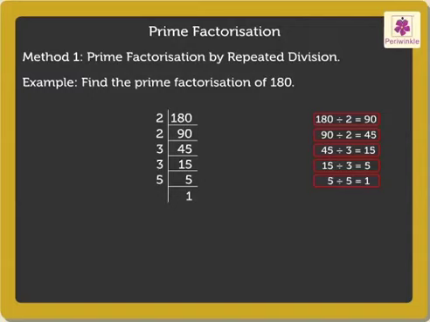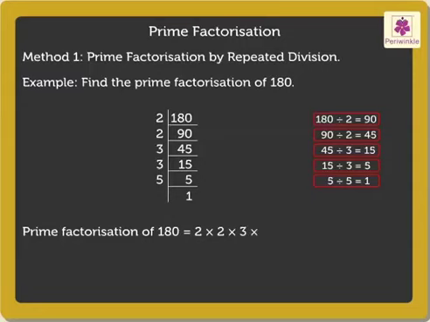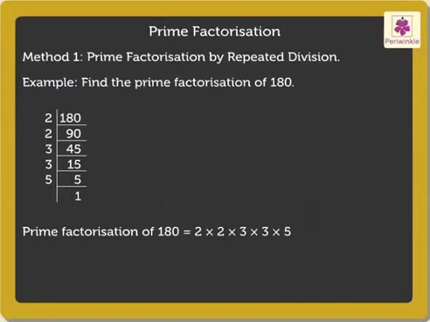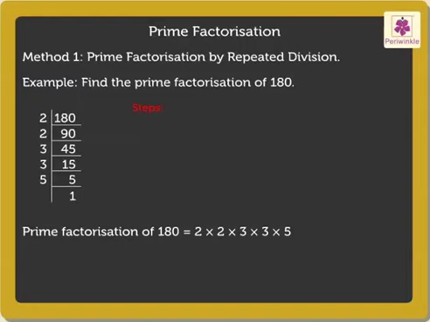Now we write the prime factorization of 180 as the product of all the prime numbers that we have on the left. Thus, the prime factorization of 180 is 2 into 2 into 3 into 3 into 5. So, we have to follow 3 steps while finding the prime factorization by repeated division method.